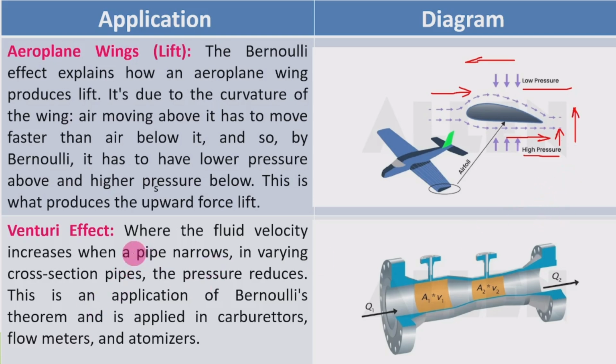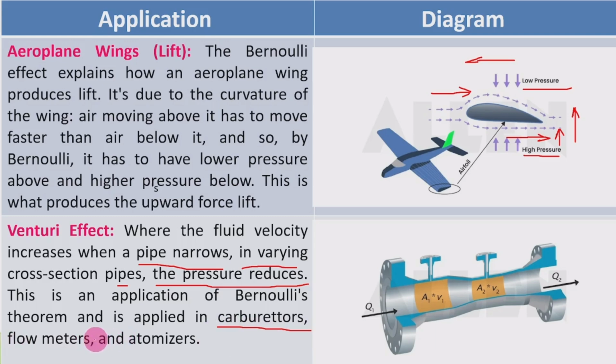The second one is the venturi effect, where the fluid velocity increases when the pipe narrows. If the pipe diameter is reduced, the pipe narrows, and its velocity will increase. In varying cross section pipes, the pressure will reduce as the velocity increases. This is an application of Bernoulli's theorem and is applied in carburetors and flow meters like the venturi meter and orifice meter.